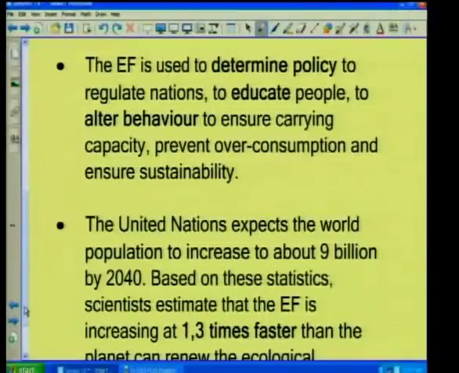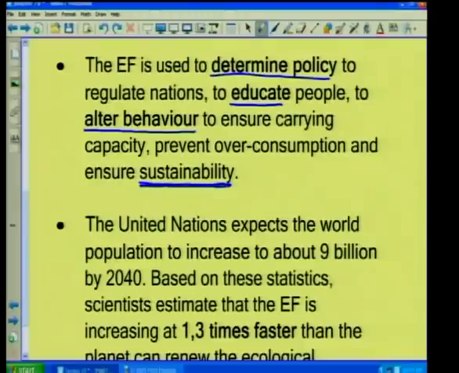Now, the ecological footprint is used to determine policy to regulate nations, educate people, and also alter their behavior to ensure that we don't mess up that carrying capacity, and to prevent overconsumption to ensure sustainability. Now remember people, sustainability means to be able to continue. If it is sustainable, we can continue.